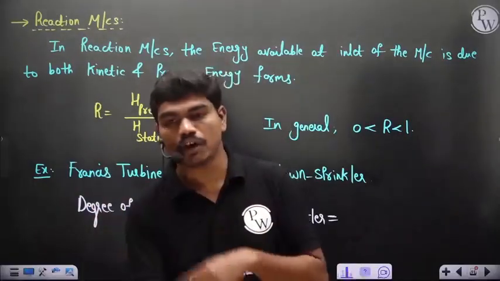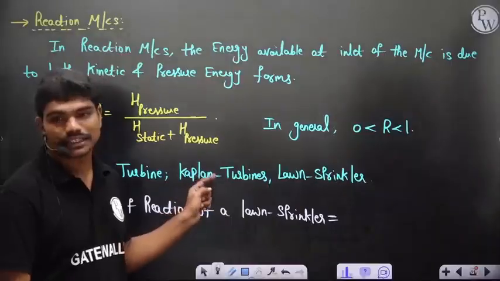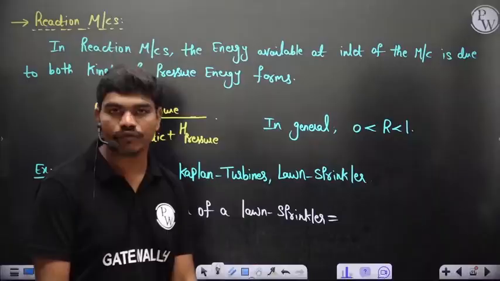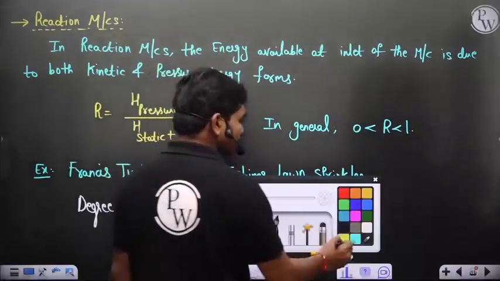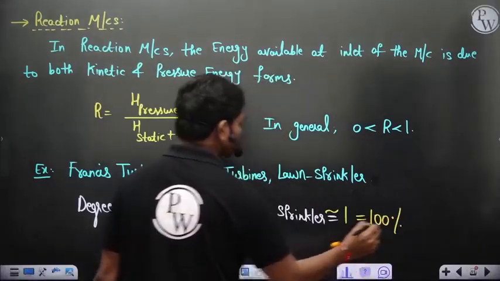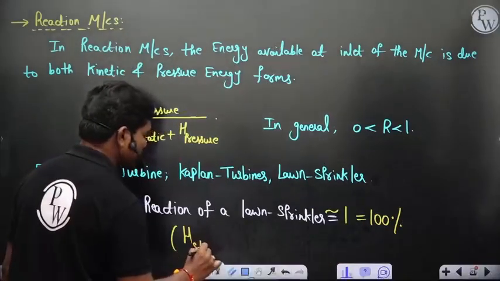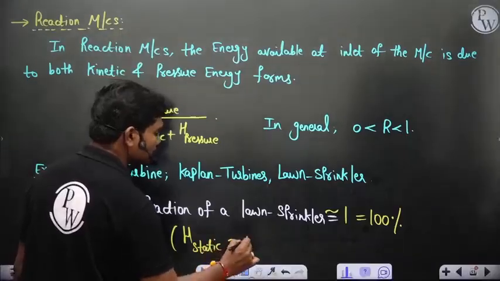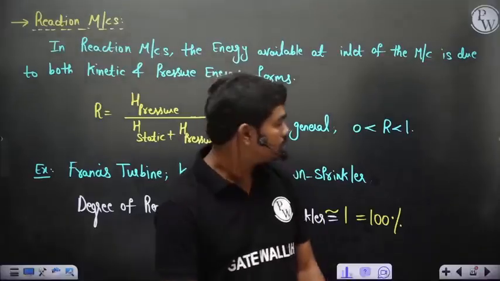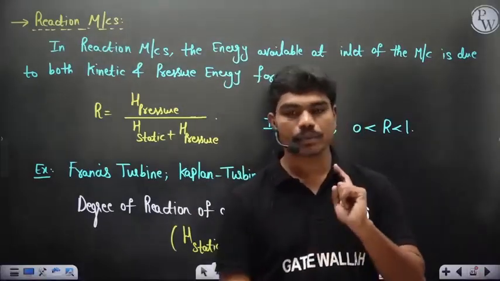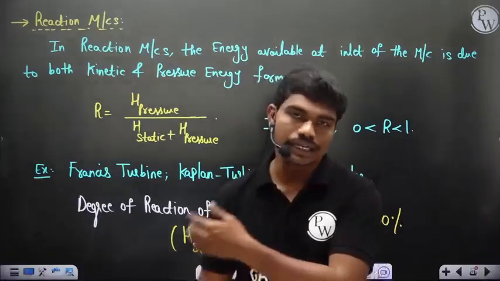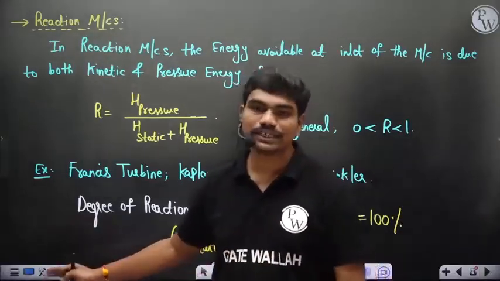Okay, but the rotation is performed because of the change in this pressure head actually. So this change in static head is actually not exactly but almost very small in case of lawn sprinklers. So the degree of reaction of a lawn sprinkler is almost 1. It's 100% reaction. The reason for this is H static. The change in head due to static is very small in the case of a lawn sprinkler actually. Okay, so that's the reason. So these are the reaction machines. Now again, depending upon the direction of the flow, like tangential machines, axial flow machines, radial flow machines, we'll look at all these things as we move forward. But these are the basic definitions which are here.